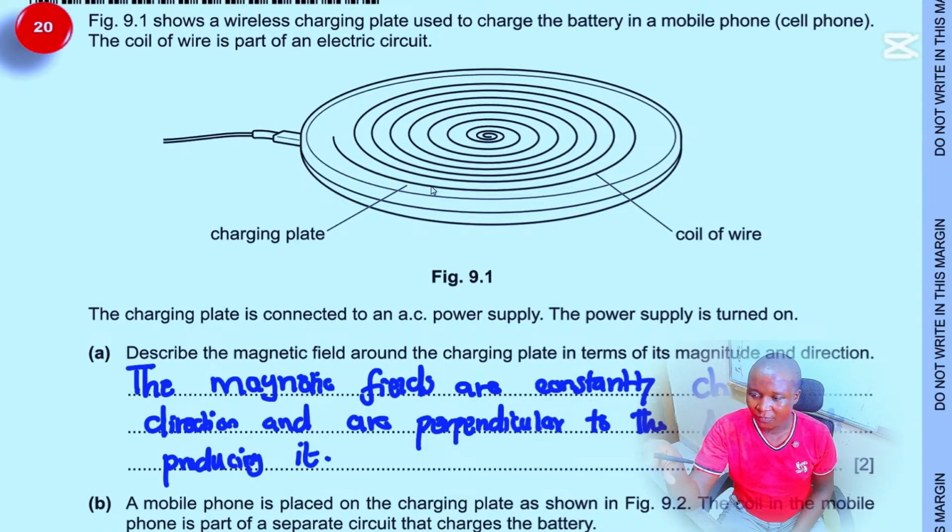The strength of these fields will be very strong when close to the coil, and they will be weak as you move a bit far from the coil. Also, we shall talk about the direction: the magnetic field will be perpendicular to the flow of current of the coil.